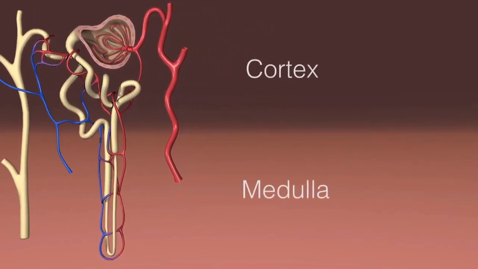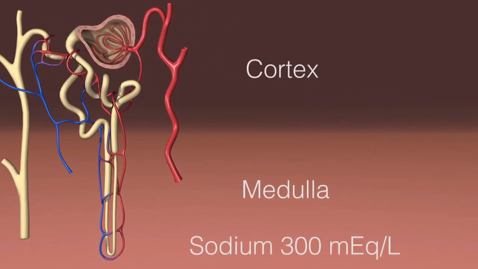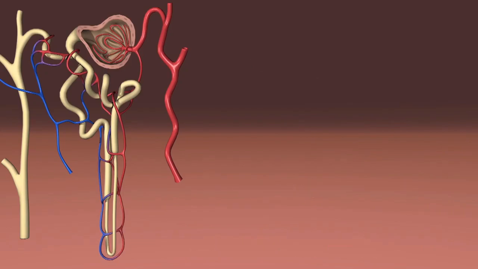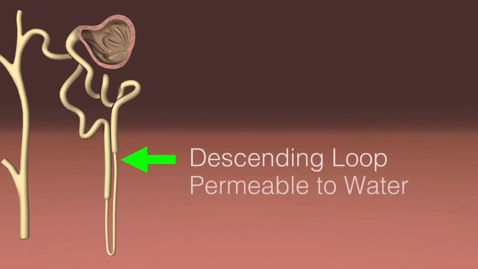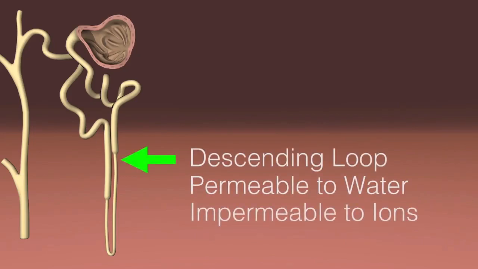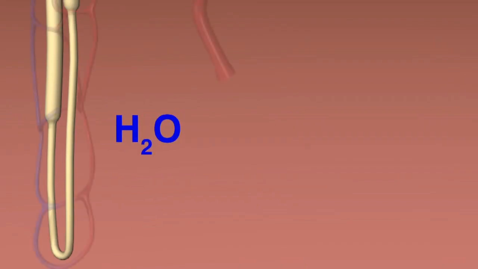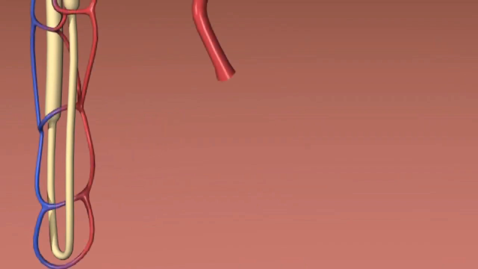In fact, at the bottom of the loop of Henle, the sodium concentration is about 300 milliequivalents per liter, which is double that of the blood. The loop of Henle has some special characteristics that explain why that is, and it's really all about saving energy. So the descending loop of Henle is extremely permeable to water, but it's impermeable to ions. So water is able to passively diffuse out of the descending limb where it is reabsorbed by the vasa recta, the vessels that surround the loop of Henle.